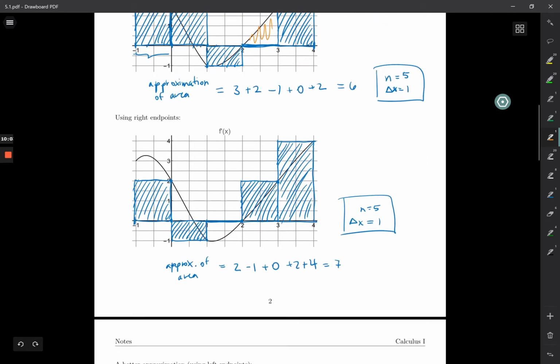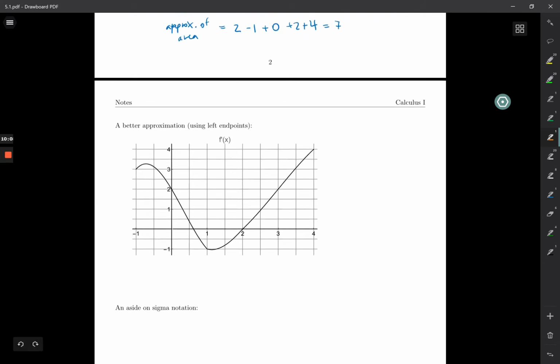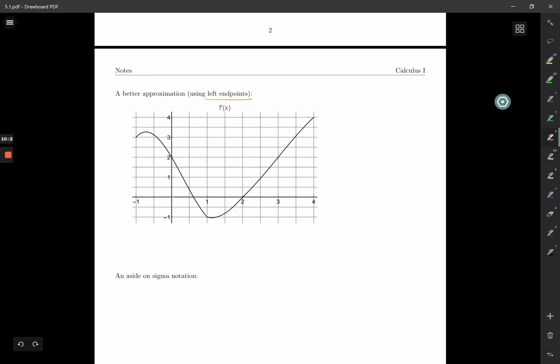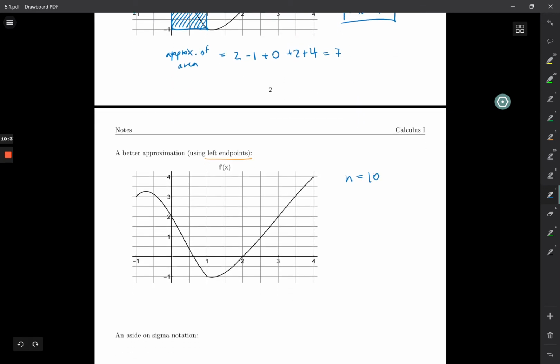So what we can do to get a better approximation is to use more rectangles. If we use rectangles that are slimmer, or have a smaller width, then we can get a better approximation. So let's go ahead and do that. We're going to use left-hand endpoints, and we're going to use twice the number of rectangles in this case. So before we used 5 rectangles, we're going to use 10, and they will each have width 1/2. Okay, so we'll go through this one a little bit faster.